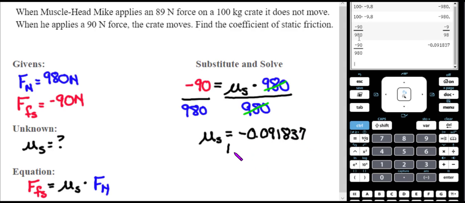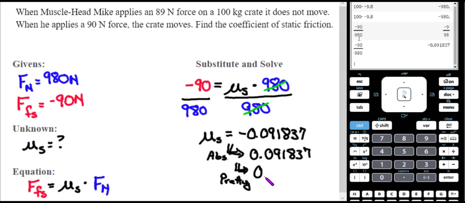Okay, some rules about mu. I know that number 1, it's an absolute value. So I'm going to go 0.091837. And then why don't I just make it pretty. Let's make it look like to the second decimal, 0.09.